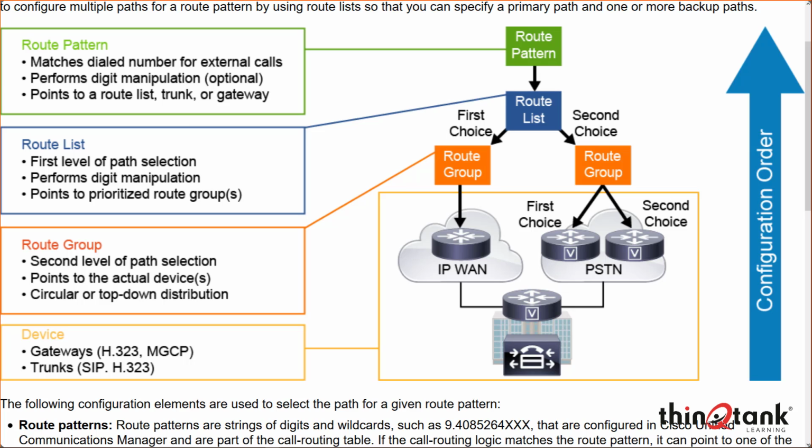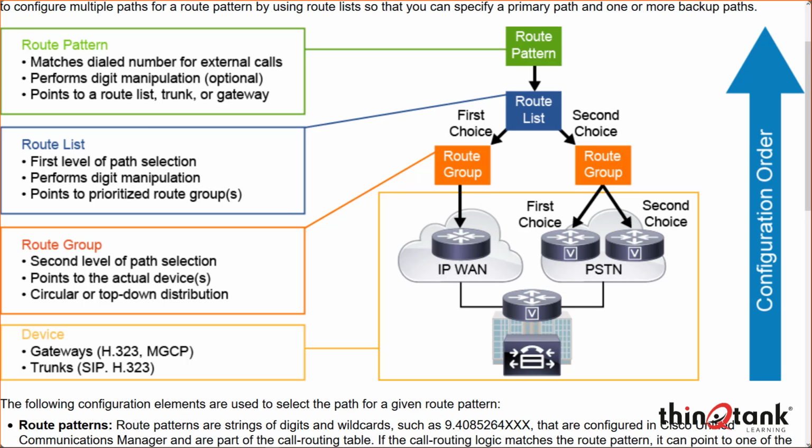Another example would be a hunt list. A hunt pilot points to a hunt group. A hunt group points to a hunt list. A hunt list points to extensions. So you want the extensions first, then you can configure the hunt list, then the hunt group, and then you configure the hunt pilot. So it's the same kind of concept.